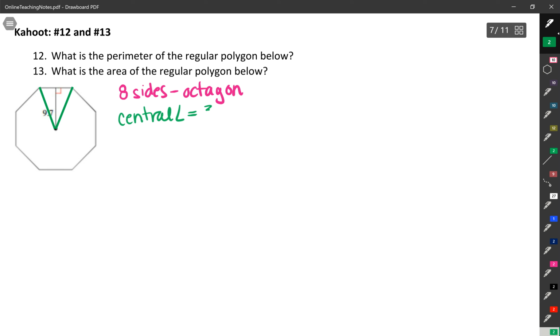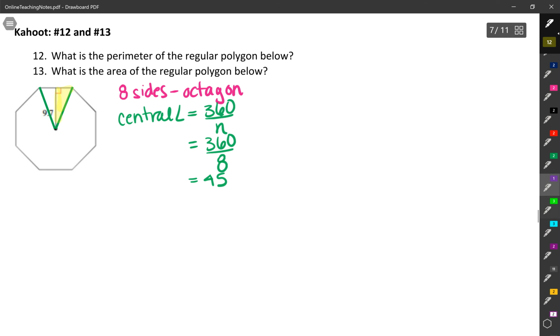is going to be 360 over n, which we know n is 8, so 360 divided by 8. And when we divide 360 by 8, we get 45 degrees. So we have 45 degrees here. Then we know that we're going to be working with this little side here of the triangle. So we can use a right triangle, and we want to find one of the angles in that triangle.